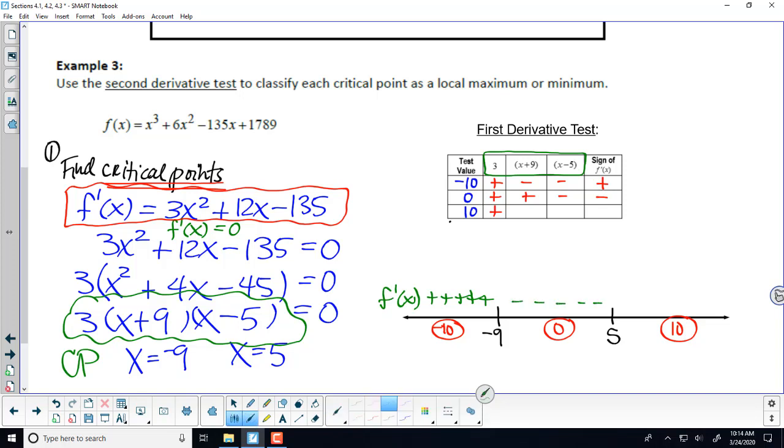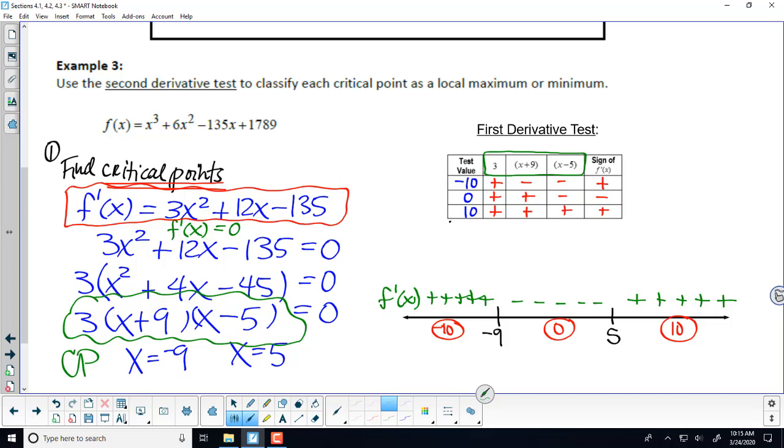So any number in that interval produces a negative. And substitute in 10, I get a positive, I get a positive, I get a positive. Okay? All right, so that's what happens with the first derivative.